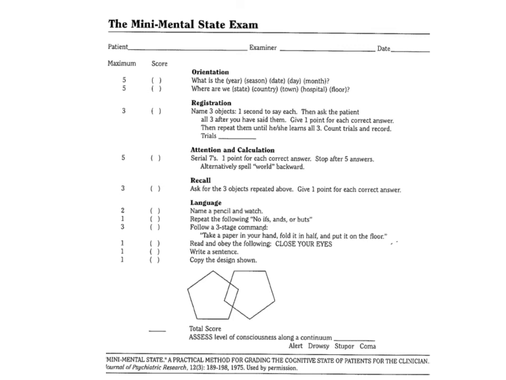Again, there's your classic orientation, which is what year is it, what season is it, the date, day, and month. Where are we? So state, country, town, hospital, what floor. Then registration, looking at naming specific objects, attention, recall, language, etc. You can try this if you're bored at home with your family members and see how they do on the questions. I'm sure they'll do well.